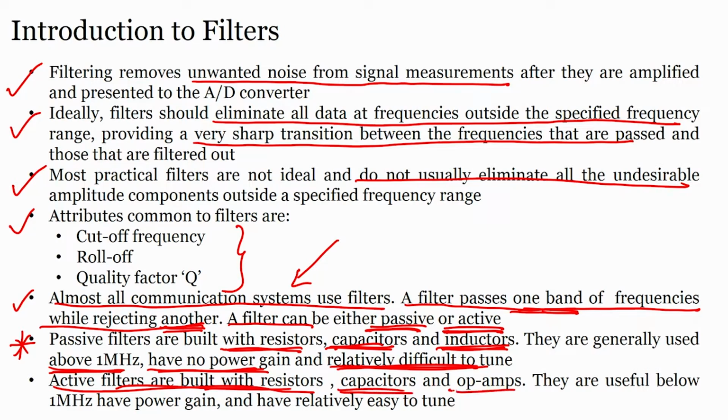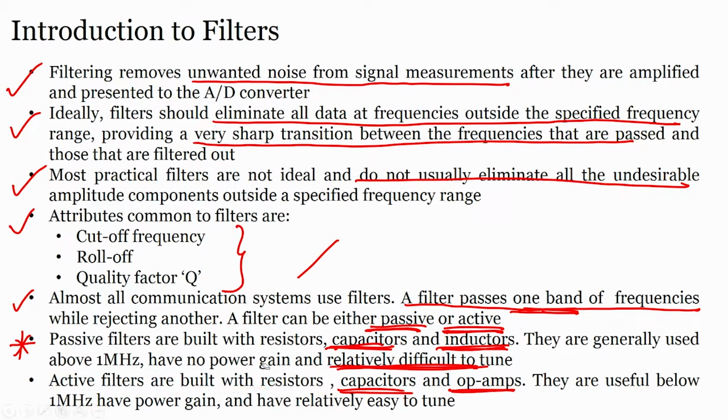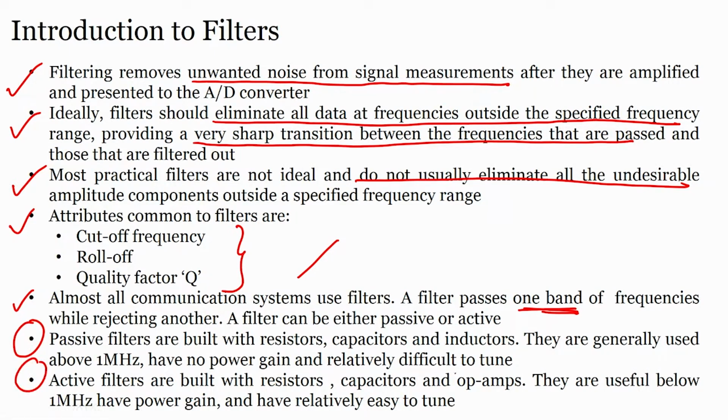Now, active filters are built with resistors, capacitors and operational amplifiers. You see here. So, if I just remove everything, one main difference you can see between active and passive is your op amp, right. Again we come back to the same point, operational amplifier, all right, and they are useful below 1 megahertz. One good thing, they have power gain, excellent, and they are relatively easy to tune, amazing, right.